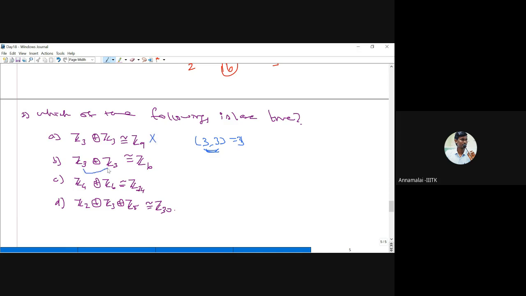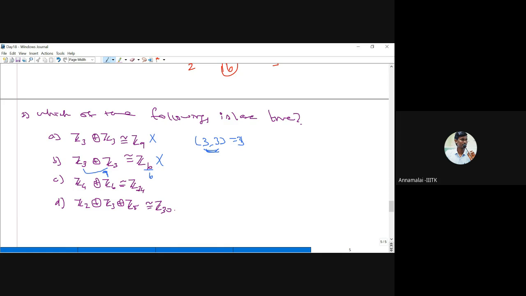And here, look at the second option. What is the order of this? It is nothing but 3 into 3. The order is 9 here, so the number of elements on the left hand side is 9. But the order of Z6 is 6; the number of elements in Z6 is 6. Therefore, it cannot be isomorphic. Isomorphic means that both orders should be equal. Therefore, the second one is wrong.